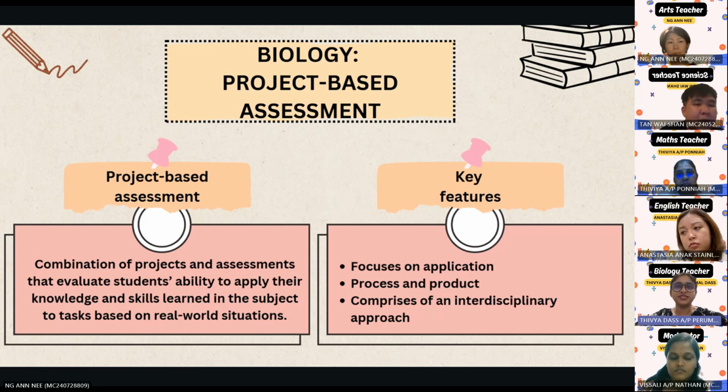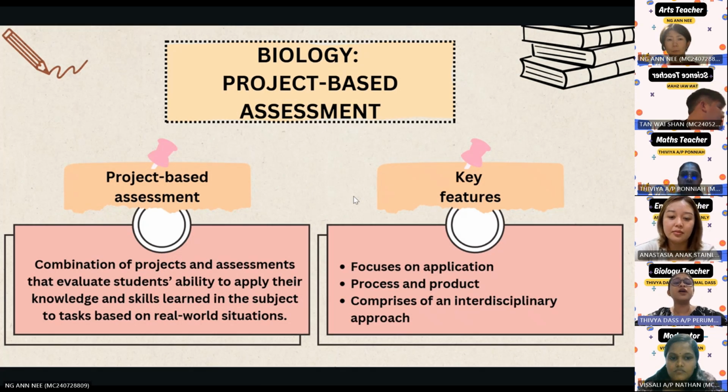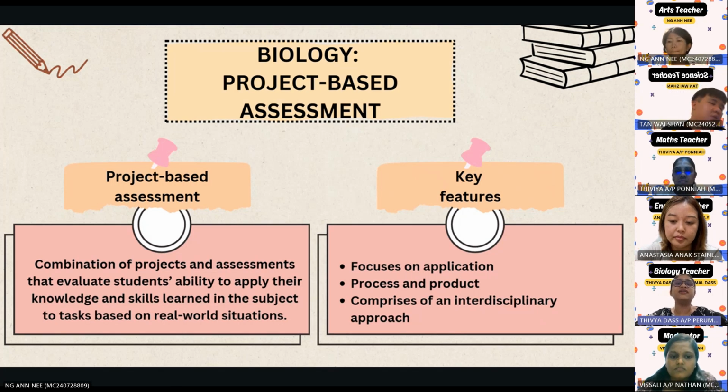PBA is a combination of projects and assessments that evaluate students' ability to apply their knowledge and skills learned in the subject to tasks based on real-world situations. There are several important key features of PBA. The first is that it focuses on application, where students can apply theoretical knowledge to practical scenarios. Next is process and product, where the assessment comprises both the project outcome and the steps taken to achieve it. Besides that, PBA comprises an interdisciplinary approach where multiple fields of study are connected. For instance, to complete a project, students may have to relate their knowledge from economy, biology, and chemistry.